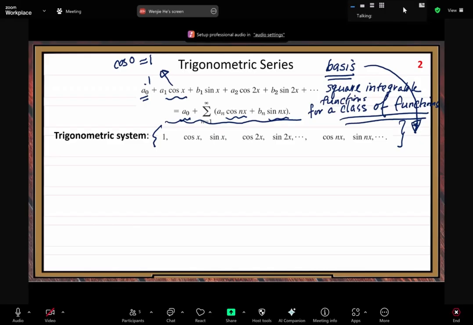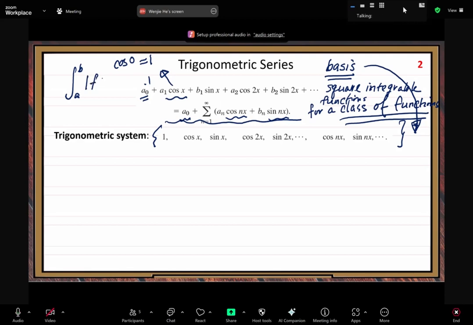Yeah. So that is, what's the square integrable? When you take the integral in some interval, here let me write AB. This AB, we can even extend to infinity, if we need.